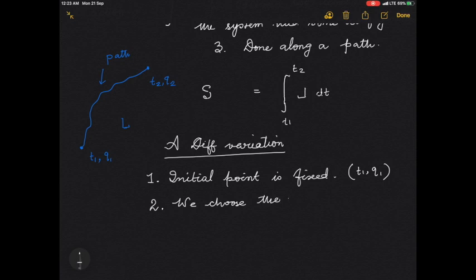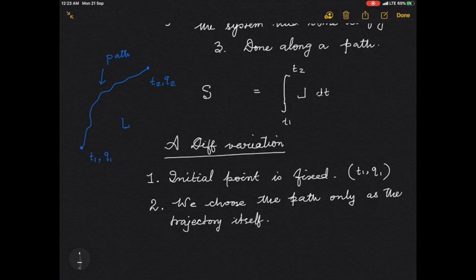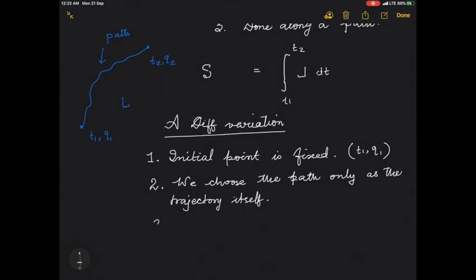We choose the path only as the trajectory itself. So that itself is my path. Only the trajectory is the path. There is no other path. There is only one path. But then what do I change?